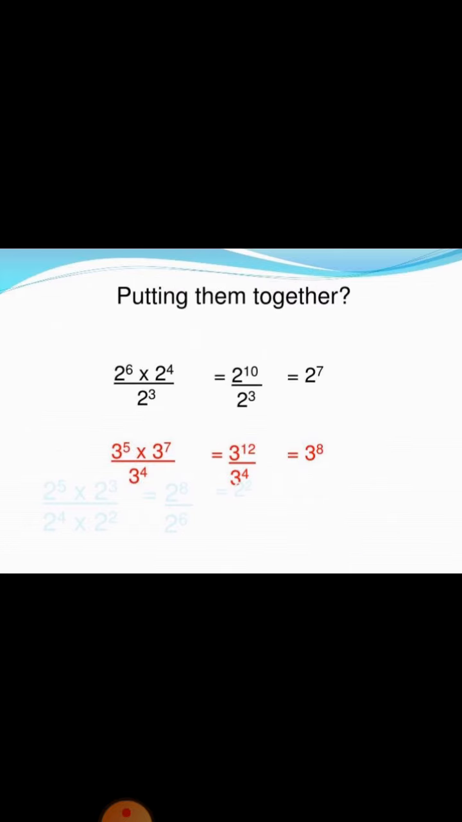Next, we discuss putting them together. For example, here we have 2 raised to power 6 multiplied by 2 raised to power 4, and we know that for multiplication we add the powers. First of all, we add 6 plus 4 is equal to 10, and then we divide by 2 raised to power 3, and we know that when we divide we subtract the powers. When we subtract 10 minus 3, we get 7, and we get 2 raised to power 7.